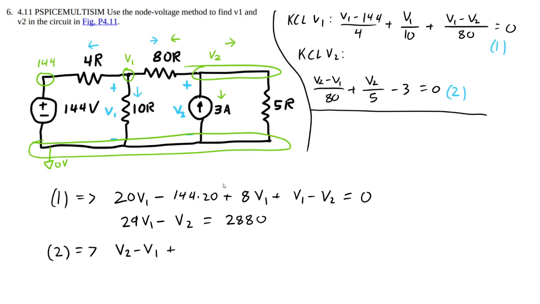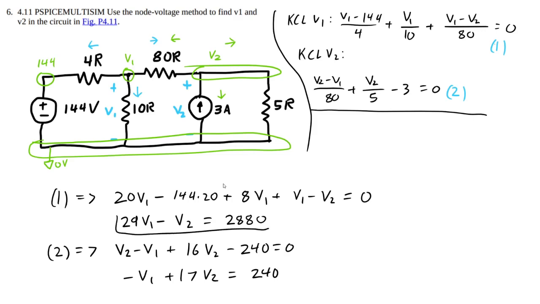V2 minus V1. 80 divided by 5 is 16 V2. And then 3 times 20, so 240 equals 0. Simplify all that, you get negative V1 plus 17 V2 equals 240. So that sets up this system of equations basically.